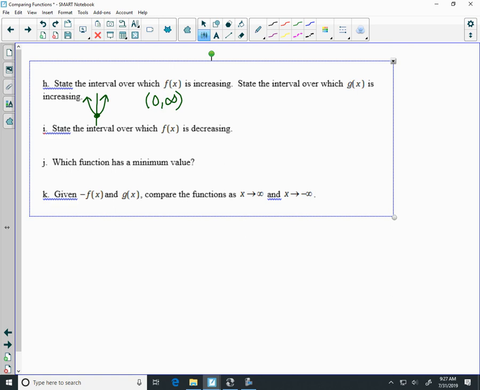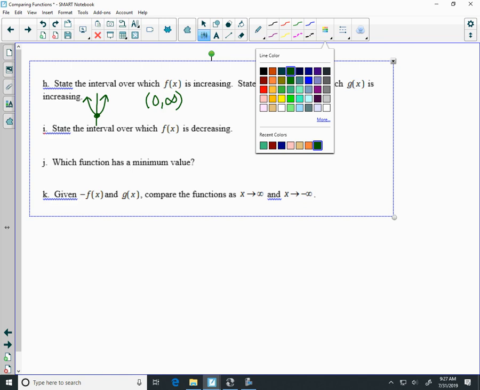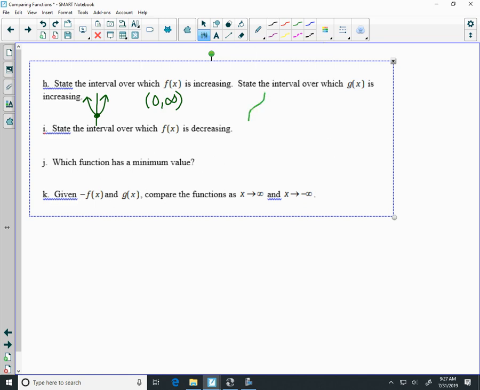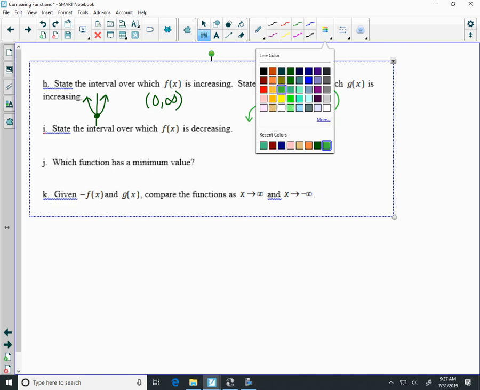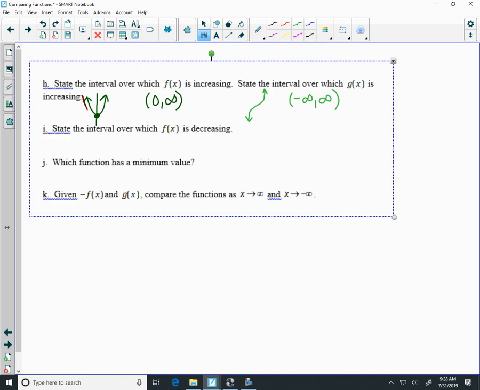State the interval over which g of x is increasing. Well, g of x is our cubic, and our cubic, as long as it's a positive cubic, is always increasing. So it's increasing from negative infinity to infinity. State the interval over which f of x is decreasing. So if we go back to what I drew here, f of x is decreasing until we get to 0.